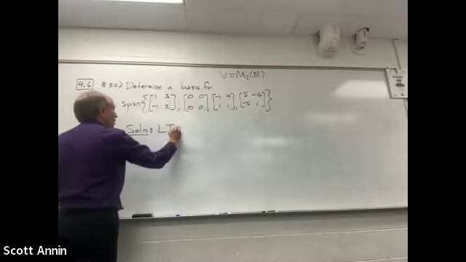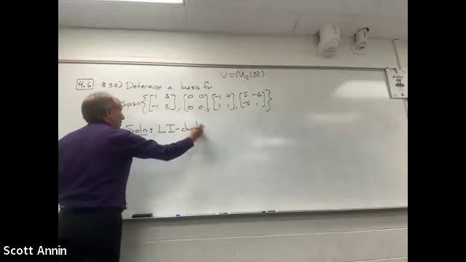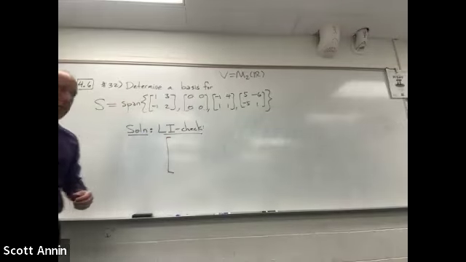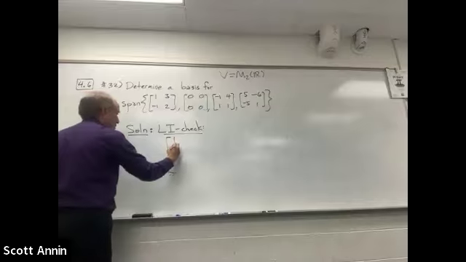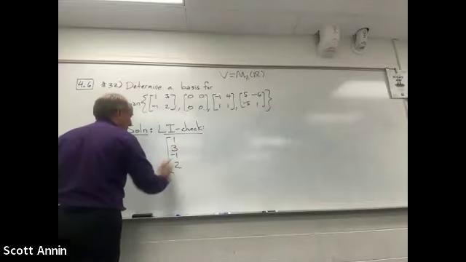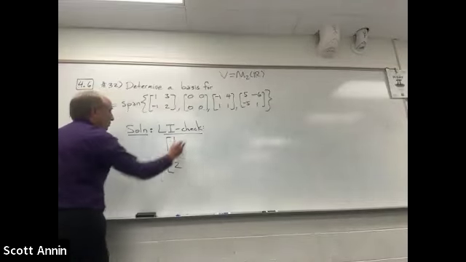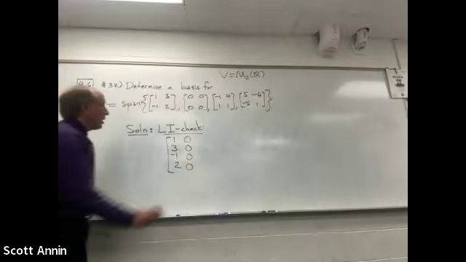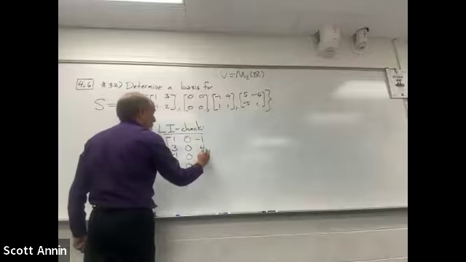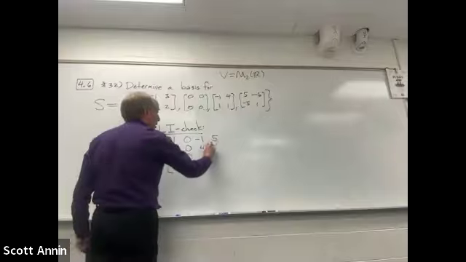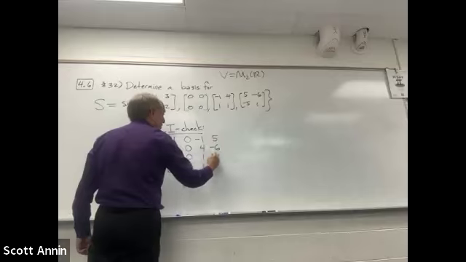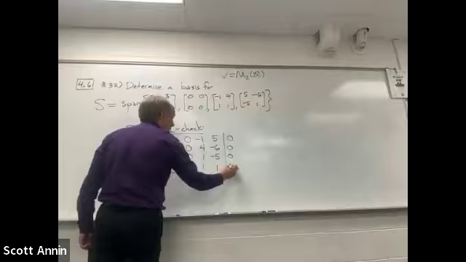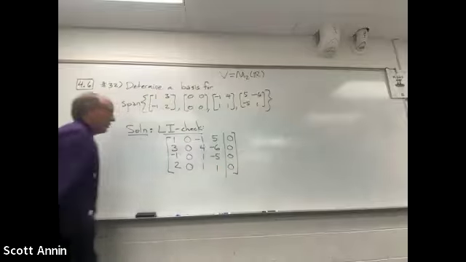I'm going to do an LI check right now, guys. And as usual, I lay these vectors into the columns of this matrix. So 1, 3, -1, 2. And then the second column would be 0, 0, 0, 0. The third column would be -1, 4, 1, and 1. And the fourth column would be 5, -6, -5, and 1. And I would augment this with a column of zeros like so.